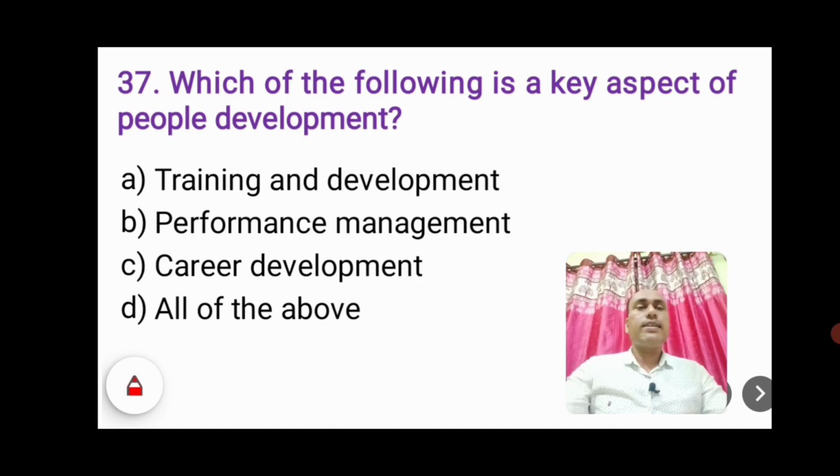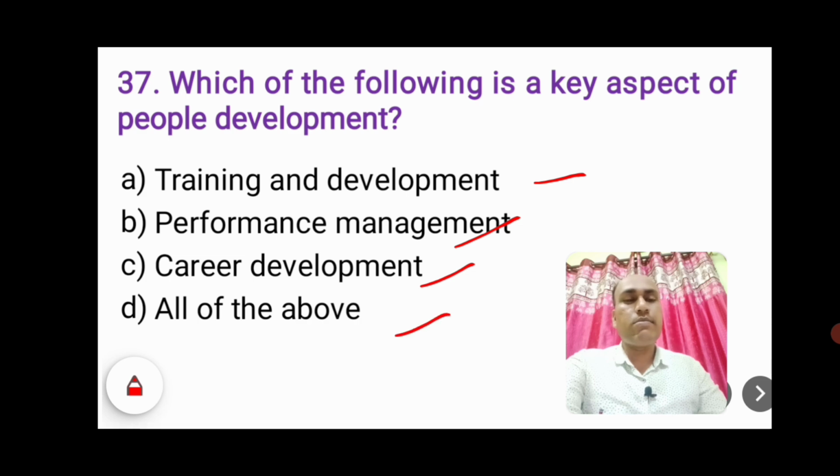Which of the following is a key aspect of people development? Training and development, performance management, career development, all of the above. Training and development is a key aspect, performance management is also an aspect, career development is also an aspect. So answer will be all of the above.